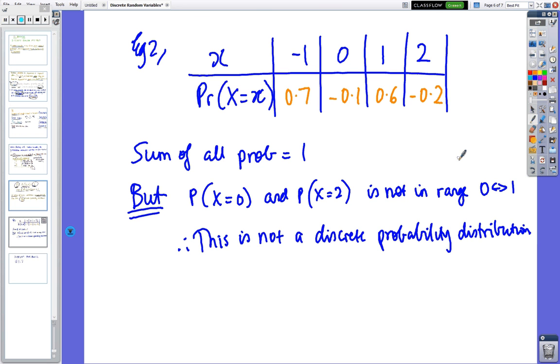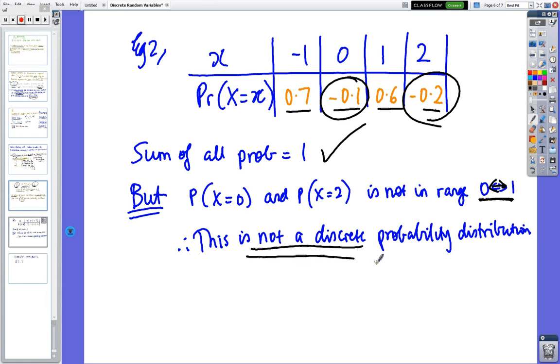Here's an example. Who knows what the event is, but the scores of x are -1, 0, 1, and 2. You can have negative numbers, but looking at the probabilities, when you add those numbers up, you get 1, but these two numbers here are both not in the range of 0 to 1. They've got to be between 0 and 1. So this is not a discrete probability distribution. The probabilities have to add to 1, and each number has to be between 0 and 1. Both of those have to fit. So copy that and come across.